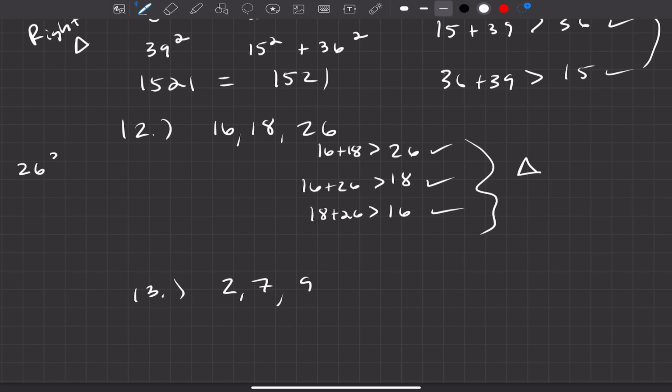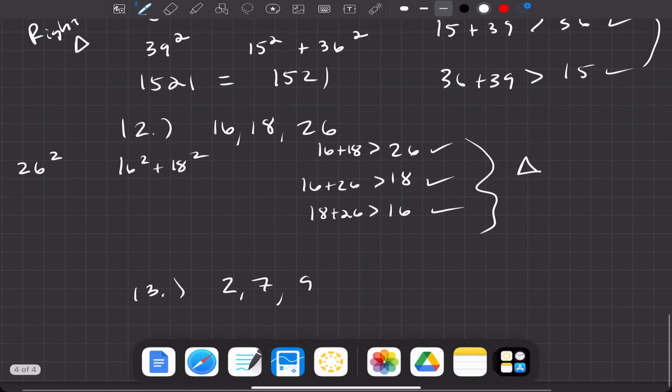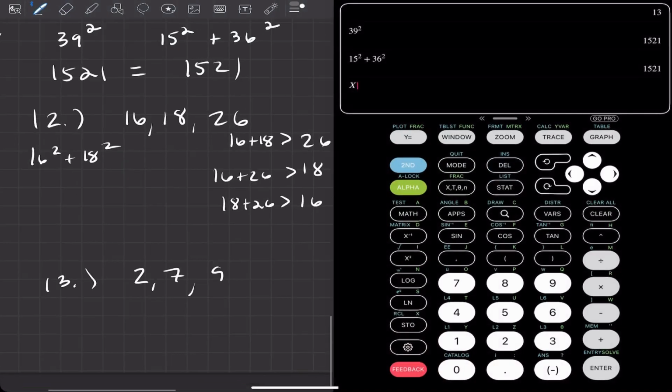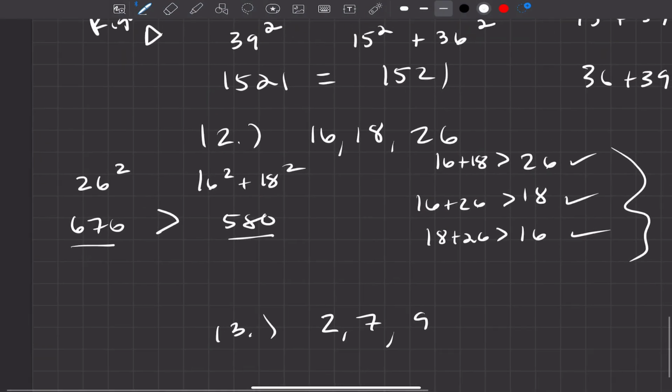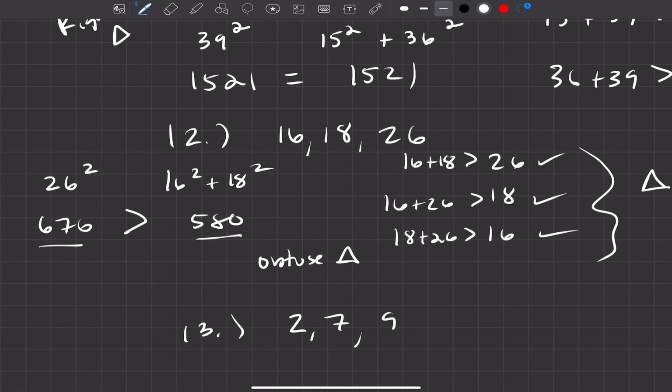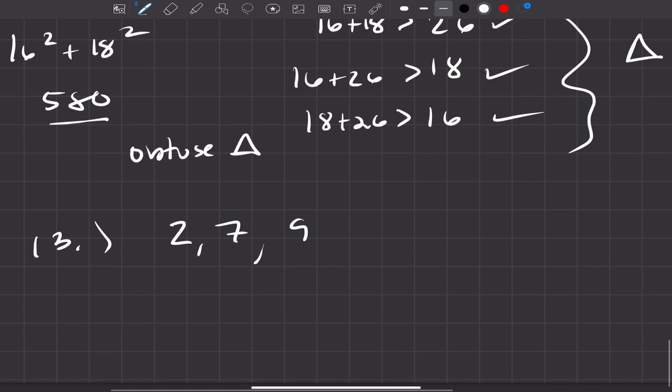Well, we have 26 squared, blank, 16 squared plus 18 squared. Using my calculator again, well, 26 squared is 676. And then 16 squared plus 18 squared, that's 580. Notice that I'm going to compare the left-hand side to the right-hand side. The left-hand side is obviously greater than the right-hand side. So what does that mean? It's an obtuse triangle.